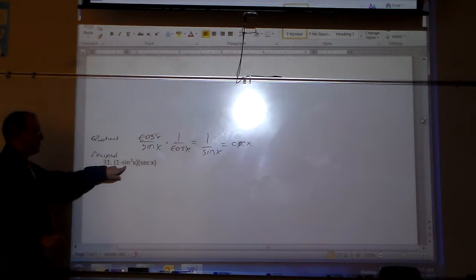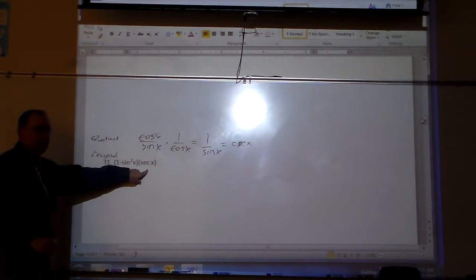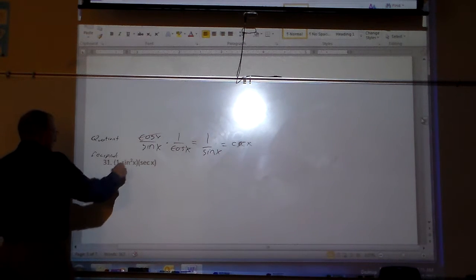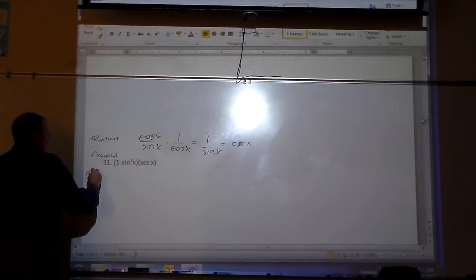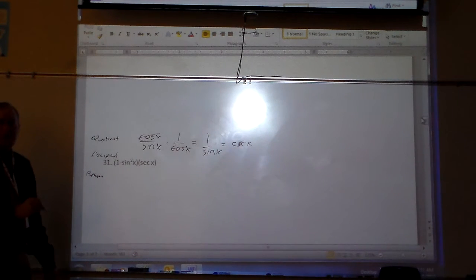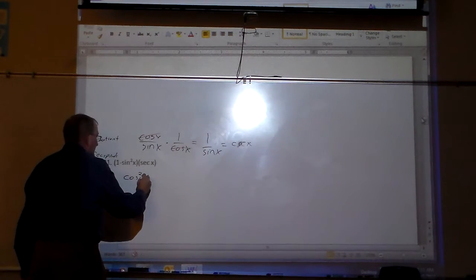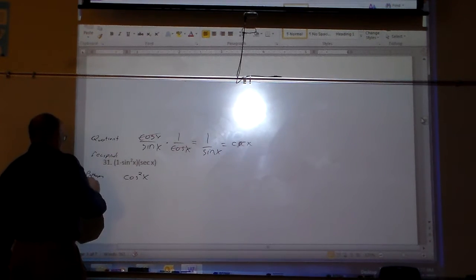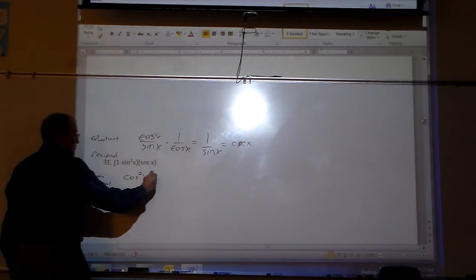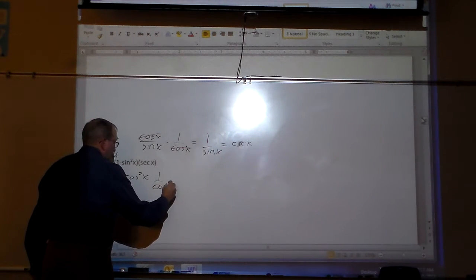It has parentheses 1 minus sine squared x times secant x. Well, I see a squared here and a 1, so I tend to think about a Pythagorean. And is there a Pythagorean where 1 minus sine squared equals something? There sure is. It's cosine squared x. And I see secant, and if I think of the reciprocal identity, that's 1 over cosine x.